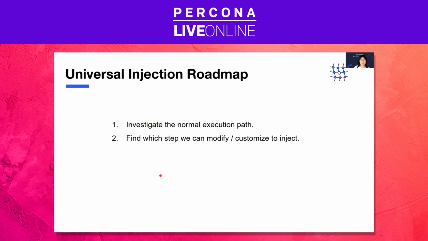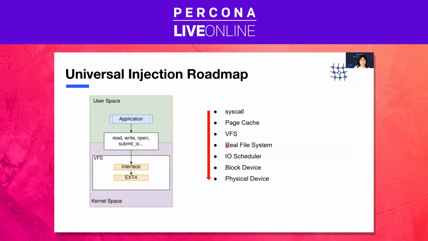If you want to inject errors into something, I believe this is always the roadmap to find a solution. First, investigate and learn the normal execution paths, and then find whether there are some steps to inject errors. For example, here is the normal I/O routine on Linux. A user space application calls the system calls, passes the page cache, and comes to the VFS layer. The VFS abstraction will lead the call to the real file system implementation, for example, the ext4 file system implementation. The file system will read or write on the block device, and finally read or write on the physical device.